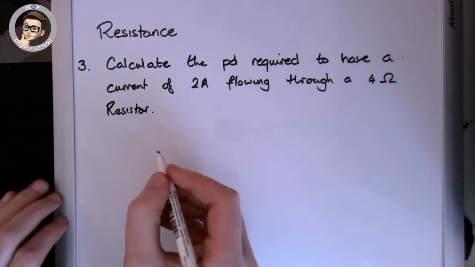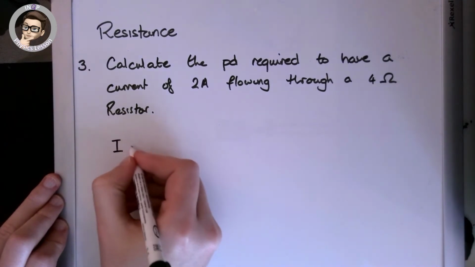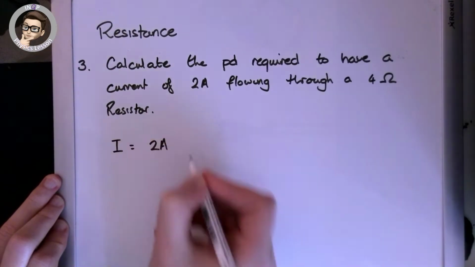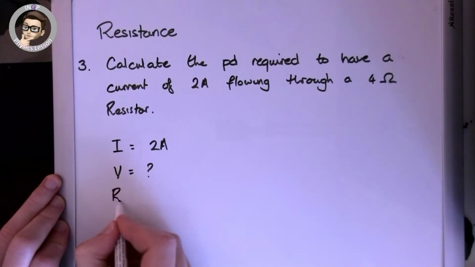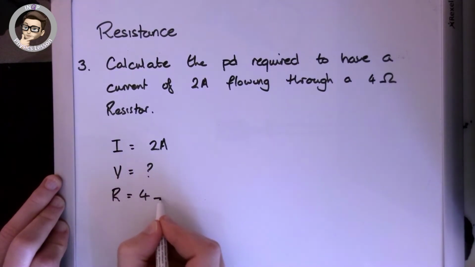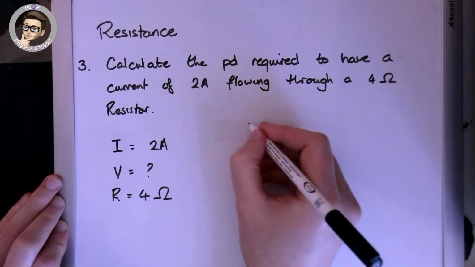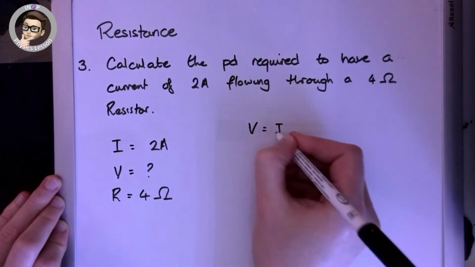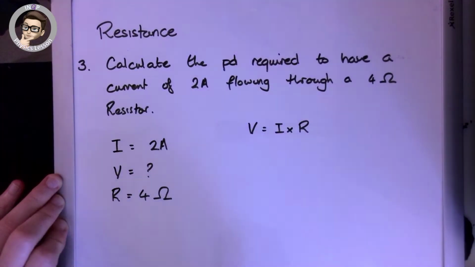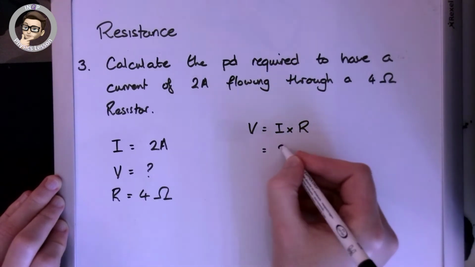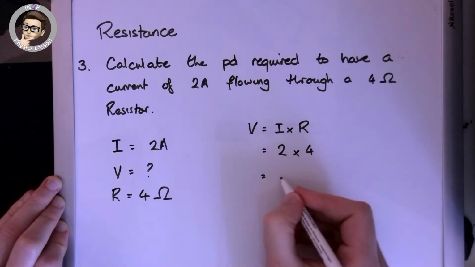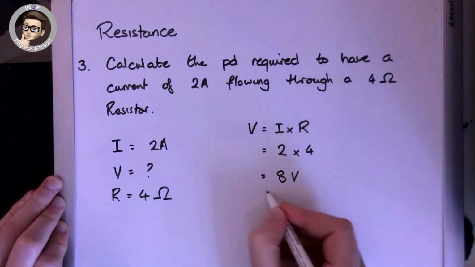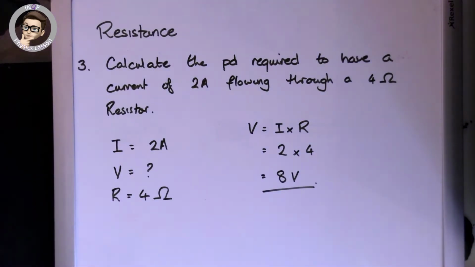Okay, so what do we know? We know current is 2 amps. We don't know potential difference because that's what we're asked to do. We do know resistance is 4 ohms. So we'll start with our equation. V equals I times R. Oh, don't need to do anything with it, so that makes life quite easy. 2 times 4, we'll substitute in. 2 times 4 is 8, so we have 8 volts.